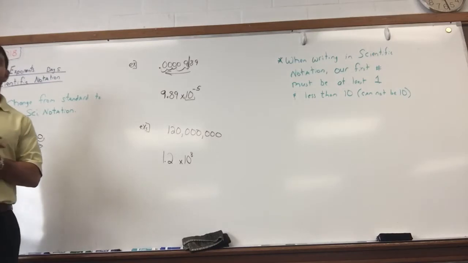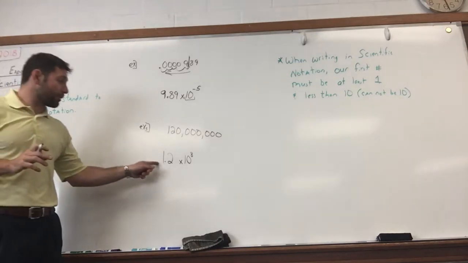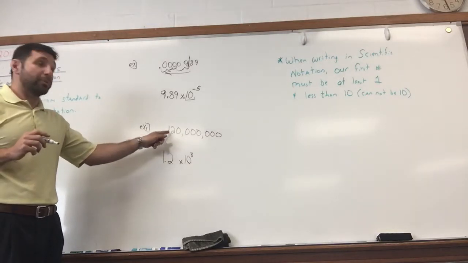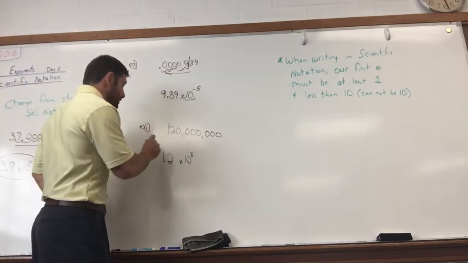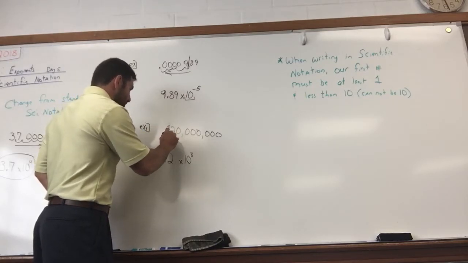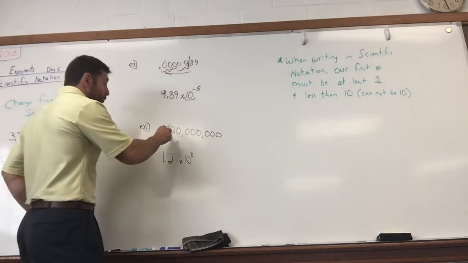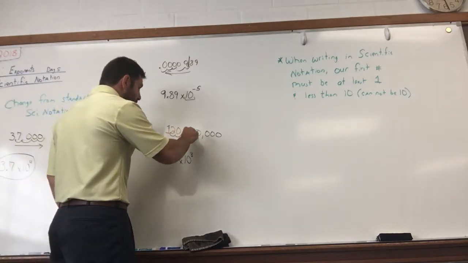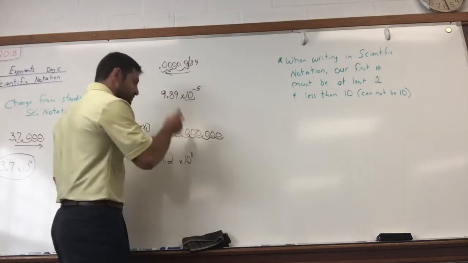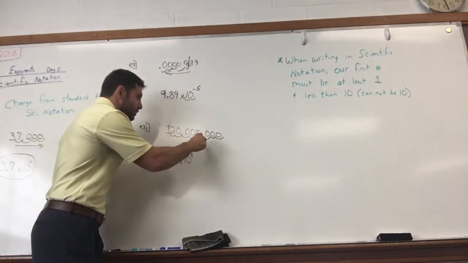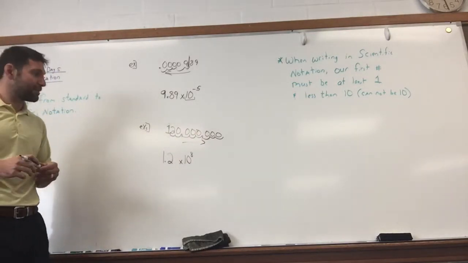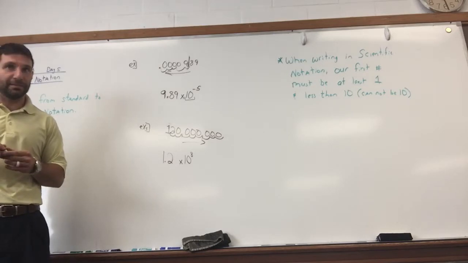Let's see why. First, we need to make sure that our first number is at least 1, but less than 10. 1 is. But we have another number, it's 2, so we put that. There's my 1. We know the decimal has to be here, so we're going to go to the end of the problem. To the right, 1 bunny hop, 2, 3 bunny hop, 4, 5 bunny hop, 6, 7 bunny hop, 8. Which direction did we move? We move to the right, which is positive. So I get 1 and 2 tenths times 10 to the power of 8.